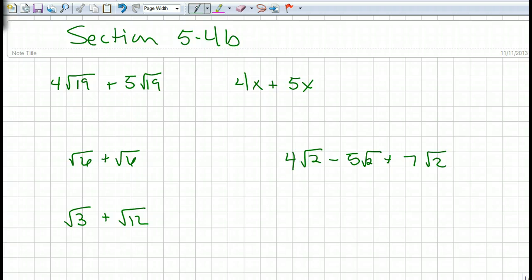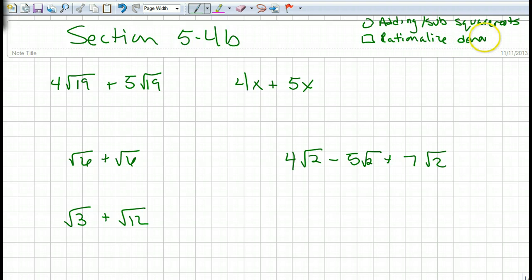Today our two main focuses: one, we're going to be adding and subtracting square roots, okay? So that's the first focus. Yesterday, or Friday, we did multiply and divide. Today we're adding and subtracting. And we're also going to do something called rationalizing the denominator. So those are our two objectives for today.